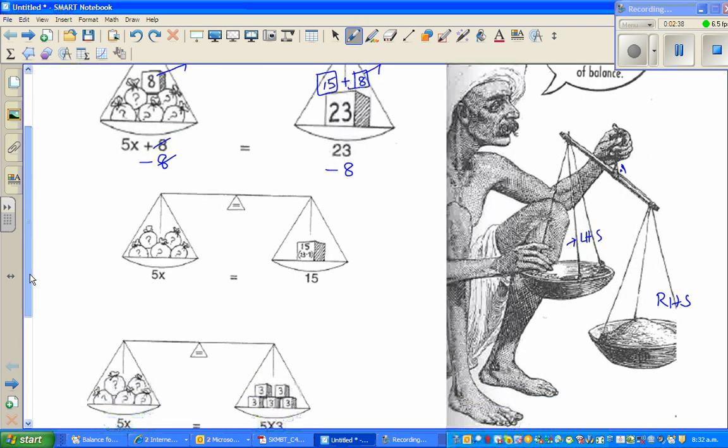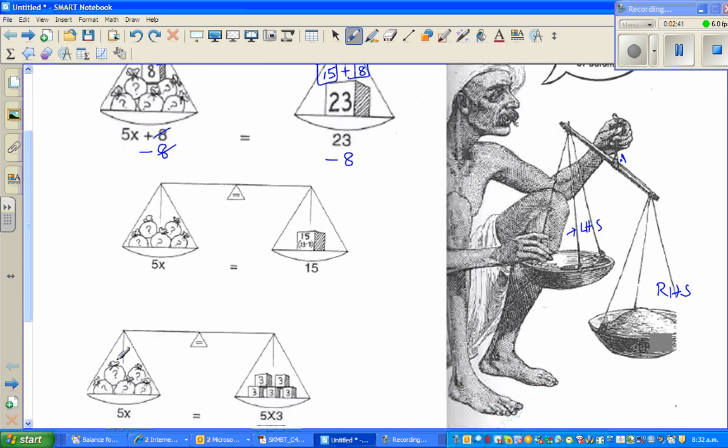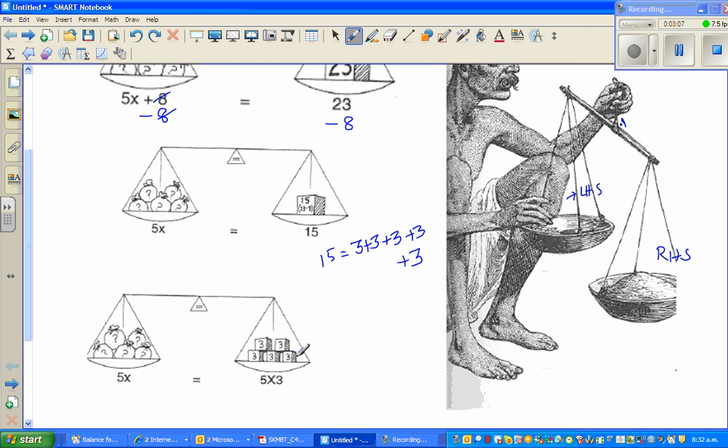Now the third step is, this 5x is of course 5 bundles of x, and this 15 is the same as 5 weights of 3. 15 is the same as 3 plus 3 plus 3 plus 3 plus 3. So this can be changed to 5 weights of 3, that is 5 times 3, which is 15.